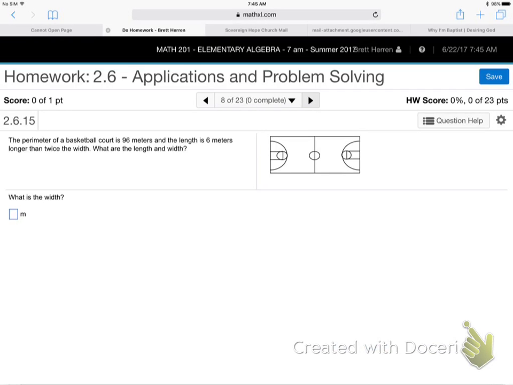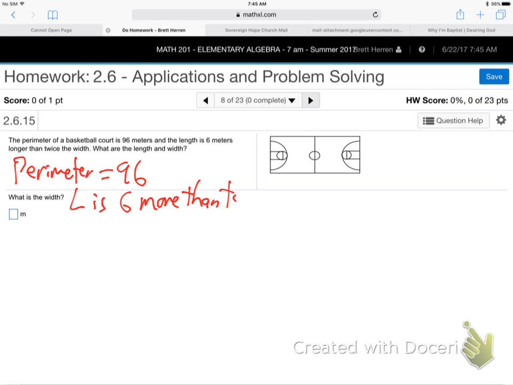All right. Perimeter of a basketball court is 96 meters, and the length is 6 more than twice the width. What are the length and width? Oh, it's a more challenging one. Okay. So it's saying perimeter 96. Length is 6 more than twice width. Find the length and the width.